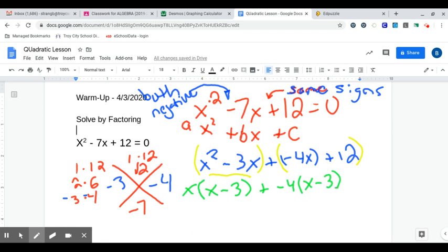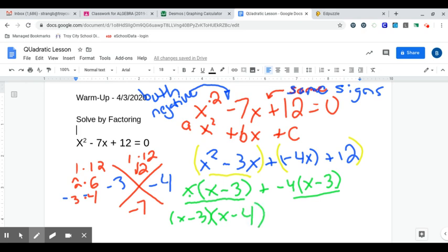So now I want to take out what's shared between these two terms, right? This term and this term, I'm sharing an x minus 3. So I can take x minus 3 out, and what I'm left with inside is x minus 4.